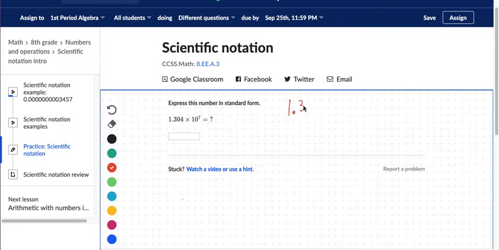So 1.304 times 10 to the 7th, which means I need to move this decimal place seven times to get a bigger number, right? So if I move to the left, that gives me a super small number, and that's not what I'm looking for. And that's one way to check to make sure you're going the right direction. If I go this way, though, 1, 2, 3, 4, 5, 6, 7, throw in some zeros there. Then my new number is 13,040,000.